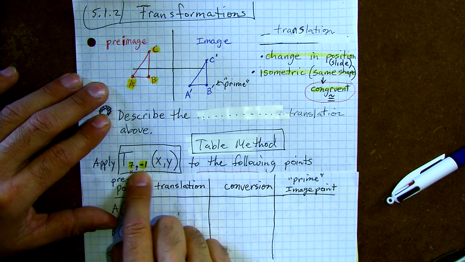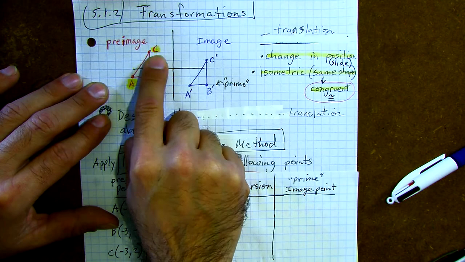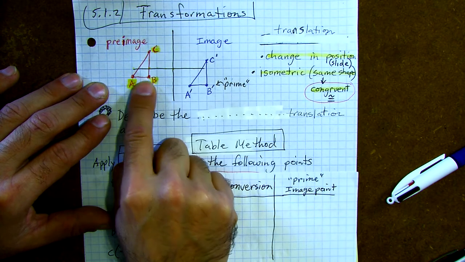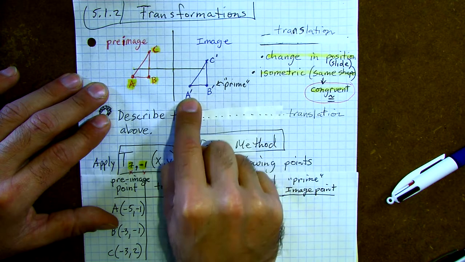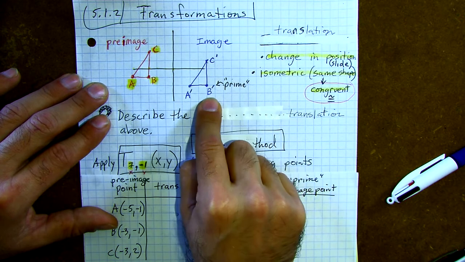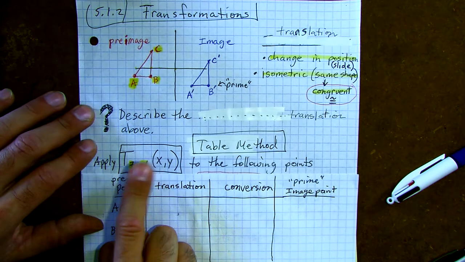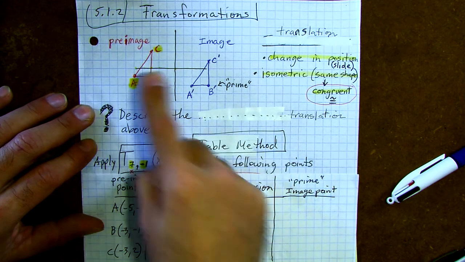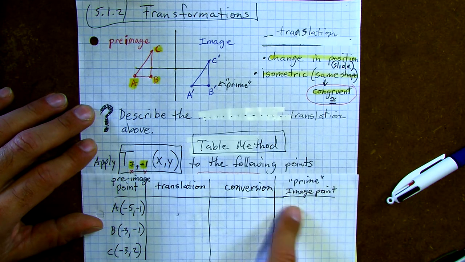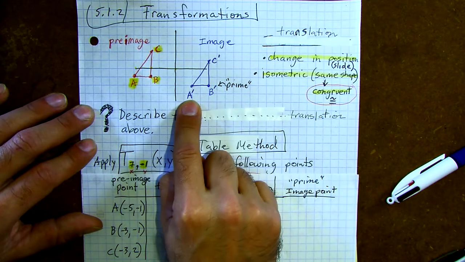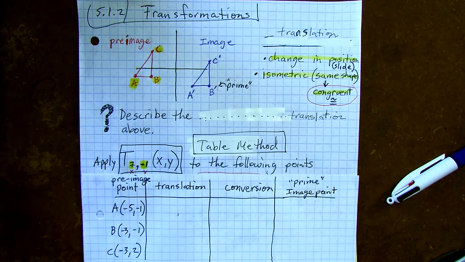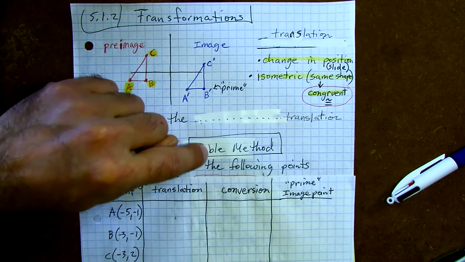T, translation, 7, negative 1 means that C went over 1, 2, 3, 4, 5, 6, 7, and then negative 1 to get to C prime. A went over 7, and then down negative 1 to get to A prime. B went 7, down 1 to get to B prime, okay? So once you figure out the translation, then you just have to convert where the point is and where it's going. That's how you find the actual image point, because we need to find not just where it's located, but where is A prime? You could see here A prime is at 2, negative 2. But we're going to figure out a method using the table method, okay?